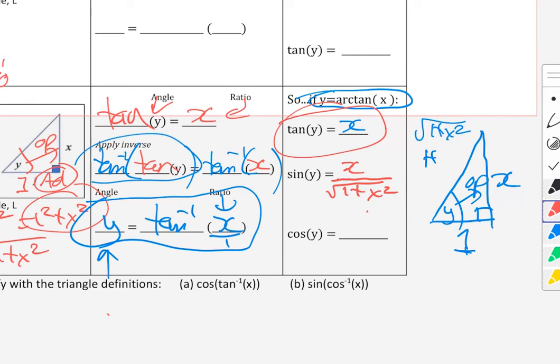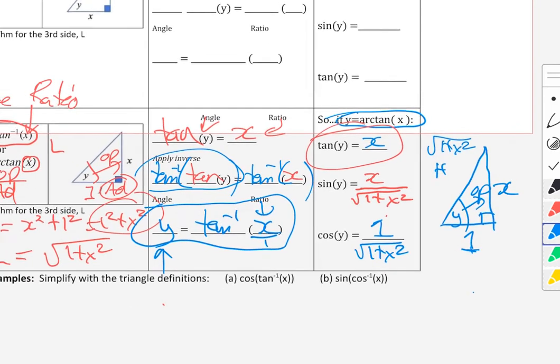Finally, let's do cos of y. For cos of y, cos I know is adjacent divided by hypotenuse. And I know the hypotenuse is right there, and the adjacent side to angle y is 1. So again, adjacent is 1, and the hypotenuse is square root of 1 plus x squared. And that's my cos of y. So those are the three ratios when tan of y equals x.